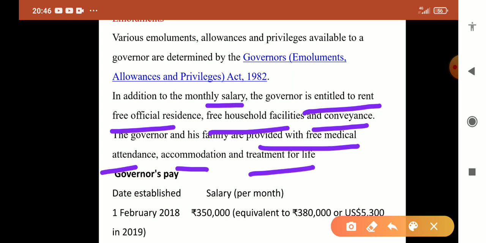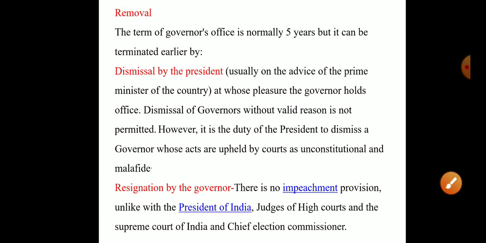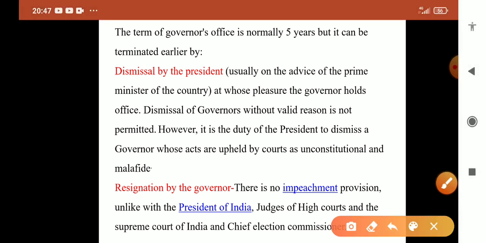So, if you talk about the governor's pay now, let us see, date 1 February 2018 और 19 में क्या सैलरी थी? सैलरी ऑफ गवर्नर 3,50,000 सैलरी है, right? Next move, removal. The term of governor's office is normally 5 years, but it can be terminated earlier by dismissal by president. Dismiss कर देते हैं usually on the advice of the prime minister of the country at whose pleasure the governor holds the office, and dismissal of governor without valid reason is not permitted.